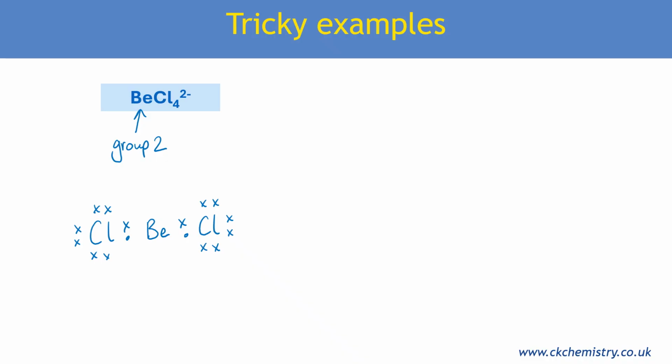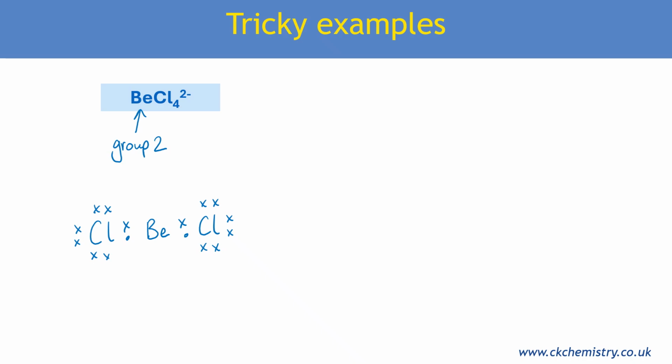BeCl₂. Now beryllium, you might be thinking, hang on a minute, it's a metal, so is aluminium. Relax. If you're in that little top corner of the periodic table and you're near the metal non-metal line, then we're likely to be making covalent bonds as well as ionic, depending on the compound.